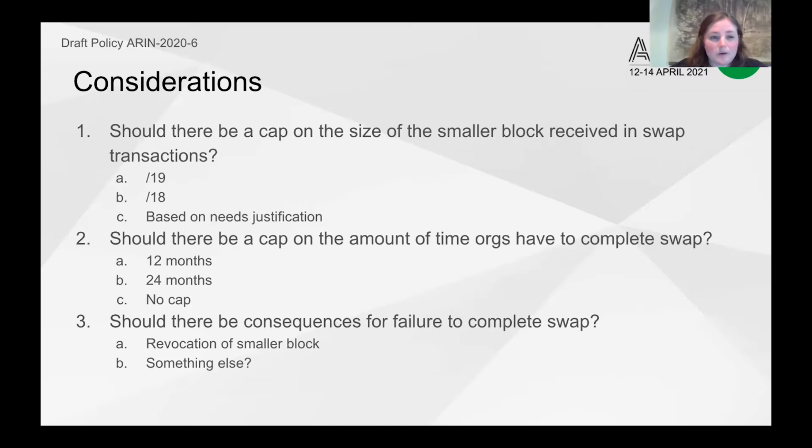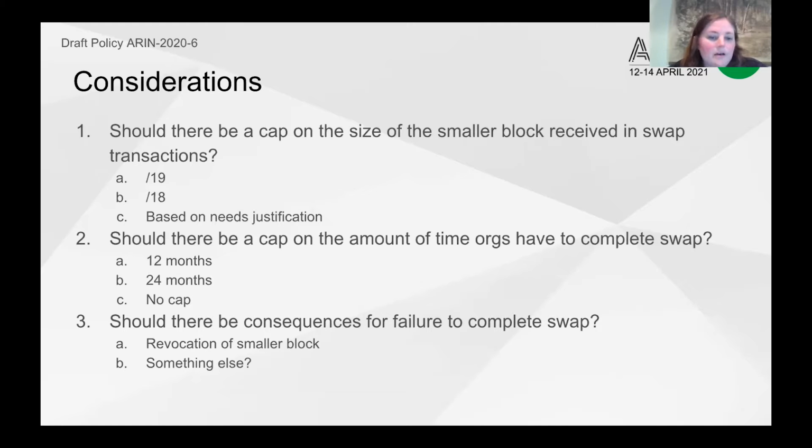The next issue that we'd like some feedback on is whether there should be a cap on the amount of time that organizations have to finish the renumbering project and swap out the space. We've been looking at 12 months, 24 months, or no cap at all, and just leave that to the parties that are involved in that transaction to deal with outside of ARIN.